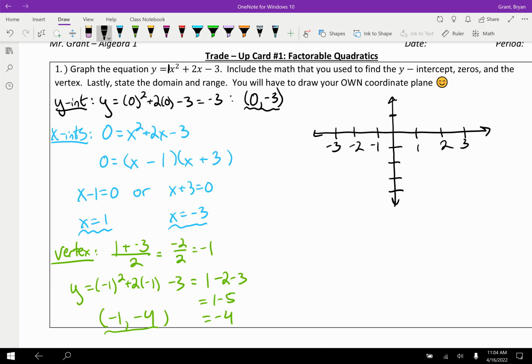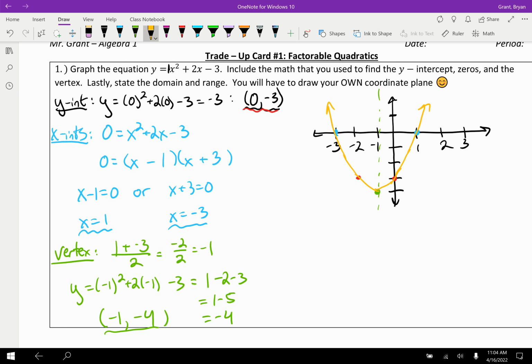I think we can probably start plotting our points. So the y-intercept, 0, -3. Very nice. The x-intercepts, 1 and -3. And the vertex, -1, -4, and reminding you that's our axis of symmetry. With symmetry, we know this is 1 away, so we can do 1 on the other side, and we can sketch in this beautiful parabola, like so.